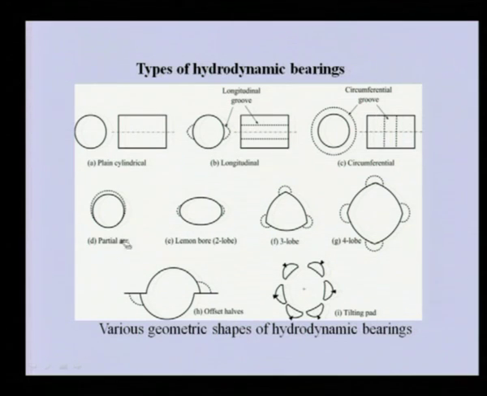Apart from that, we have the partial arc bearing, in which you can see this is basically the circular bearing. We have cut some portion of this and some portion of this, and the remaining arc we have joined together.